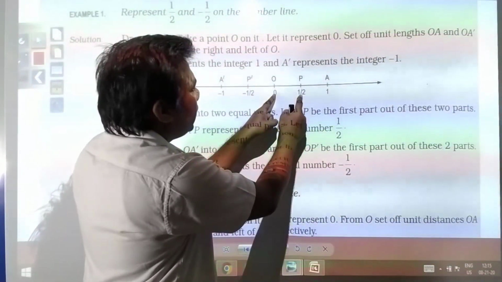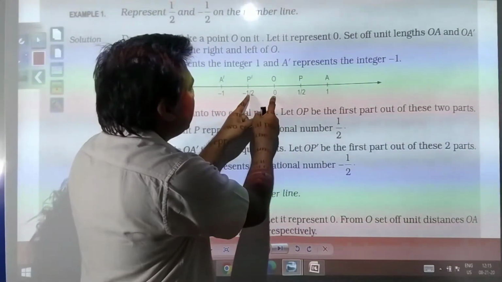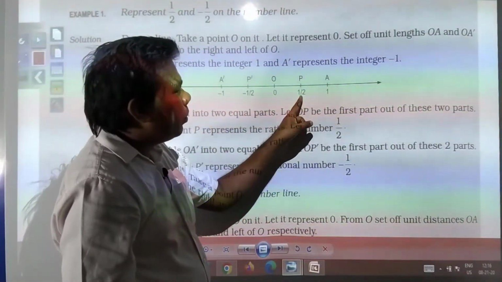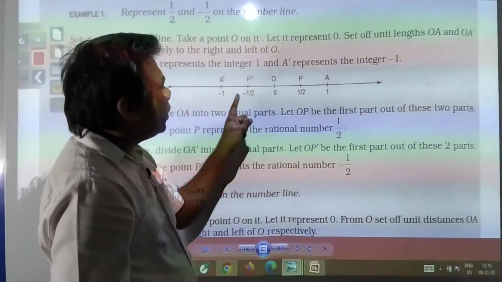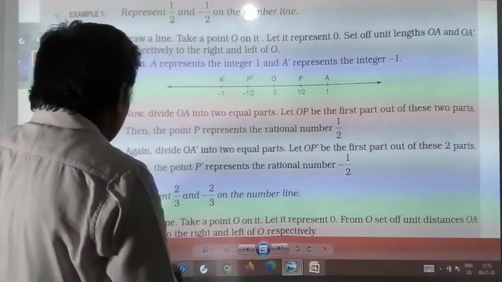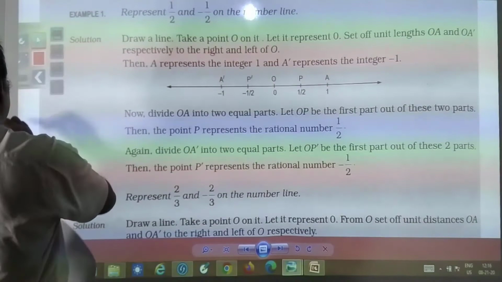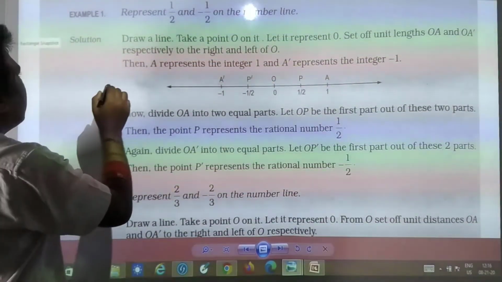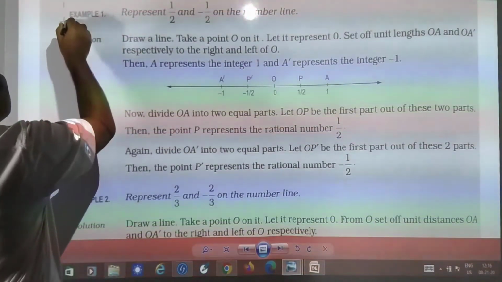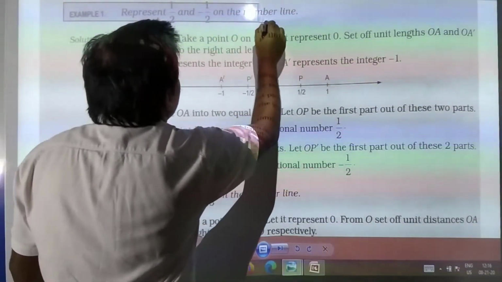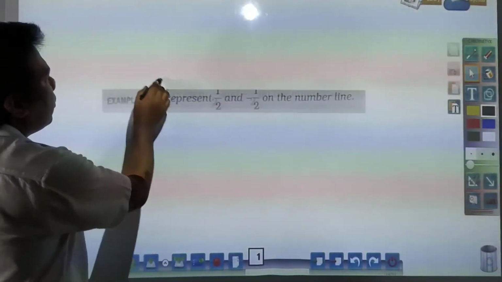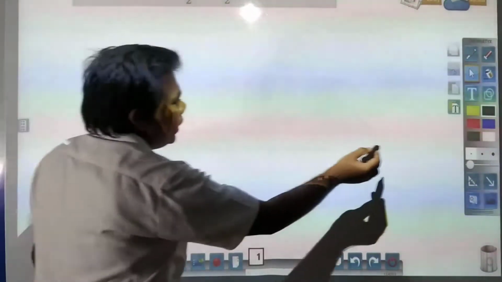This distance is 1/2 and this distance is 1/2. So point P will represent 1/2 and P dash will represent minus 1/2. So let's see again how it is to be done. Here you see what is needed to be done.